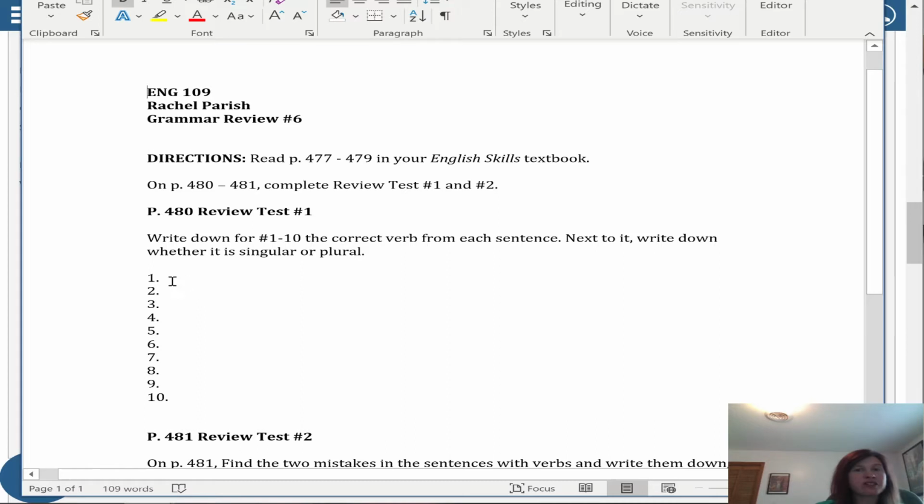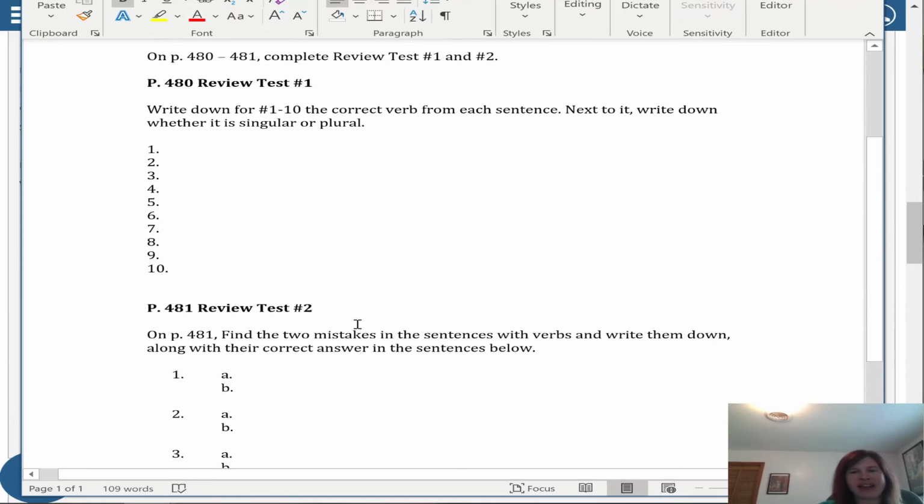In these first 10 questions, there's going to be a point per question. Half of that point is whether you get the correct verb, and the other half a point is whether you write singular or plural. So you'll automatically get a D on this assignment if you don't put singular or plural, or if you leave the verbs out. So make sure that you do that, so that you don't lose points.